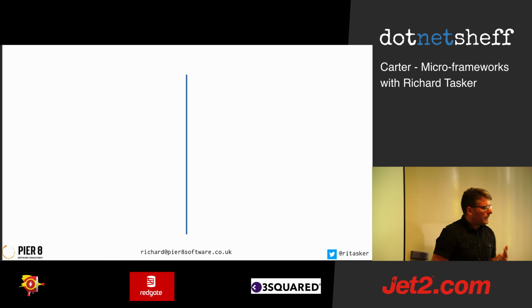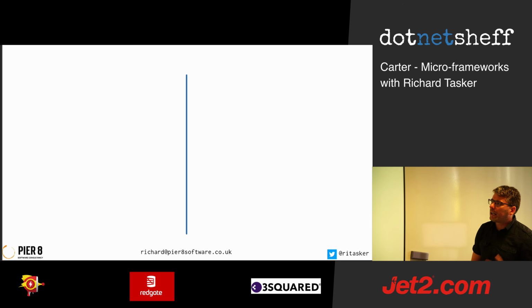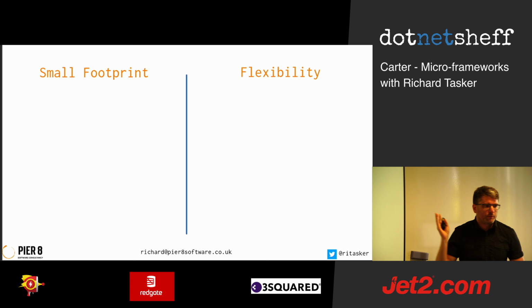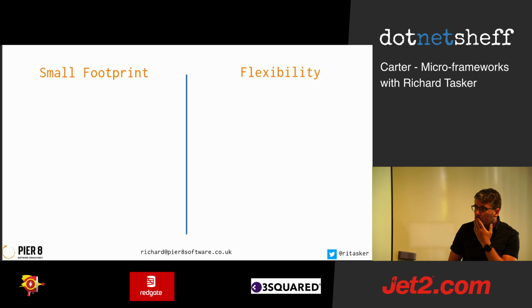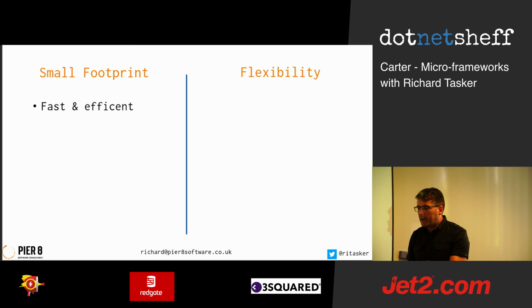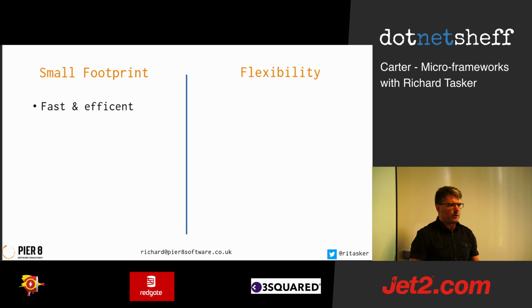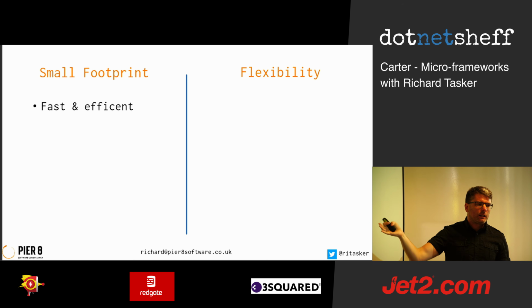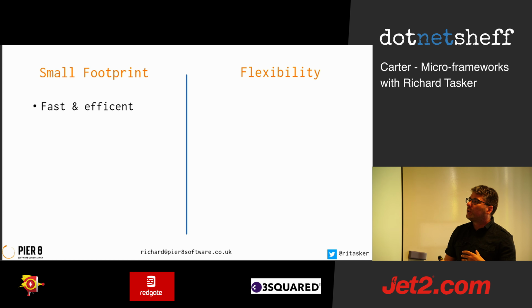So there's a couple of key benefits that stand out to me with micro frameworks, and that's the small footprint in terms of code size, and as I've mentioned, the flexibility. Because Sinatra, for example, was like 2,000 lines of code. There was hardly anything to it. Because there's less code, there's fewer layers of abstraction. Just inherently, they are faster and more efficient.